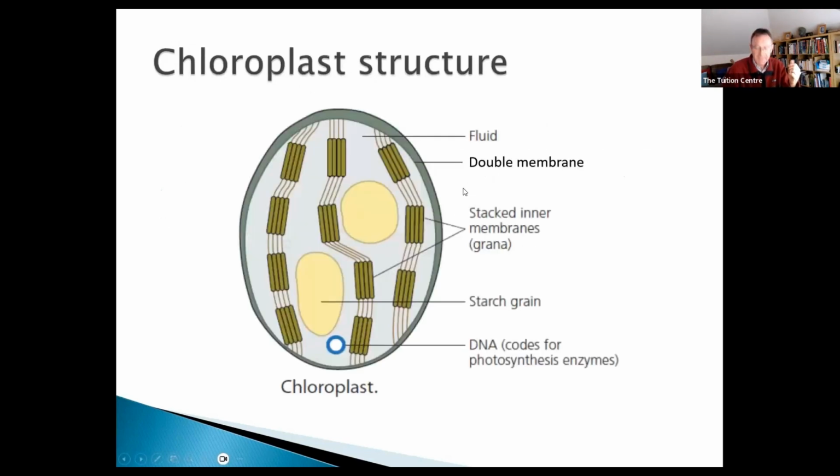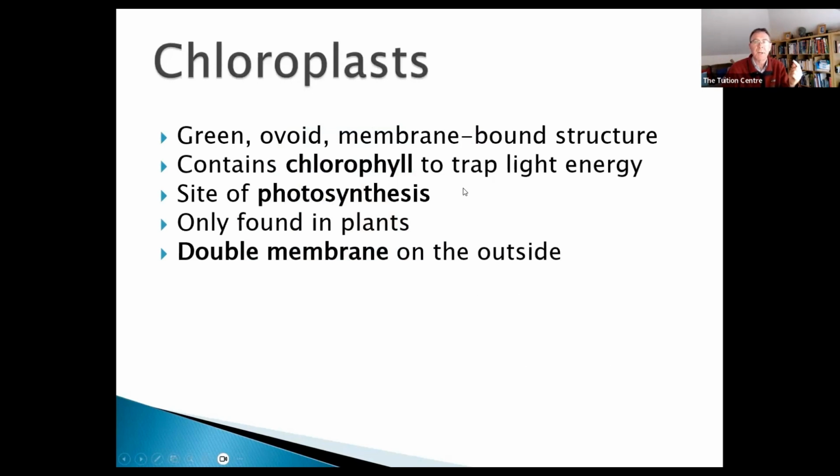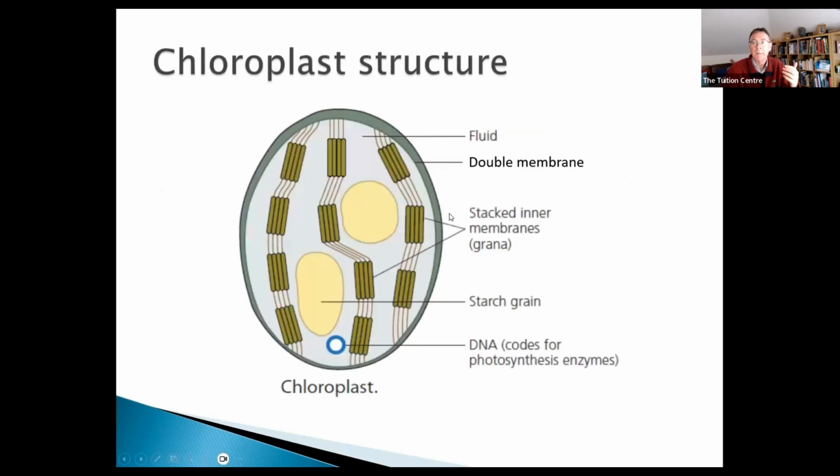So you only find chloroplasts in plants. I should have said that. There are other photosynthetic organisms. There are some bacteria, for example, like cyanobacteria, that can photosynthesize. They don't have chloroplasts, though. You only find chloroplasts in plants.